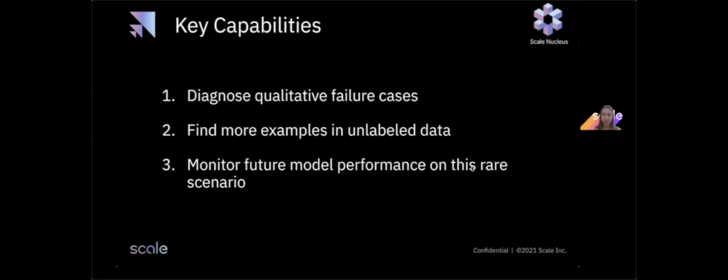The second step is that once you've identified this failure case, you want to find more examples of this scenario in your unlabeled data set. And of course, that's easier said than done because by nature, unlabeled data is difficult to search over. And lastly, once you've identified a failure case and taken steps to remedy it, you want to monitor this case to ensure that your model doesn't regress in the future.